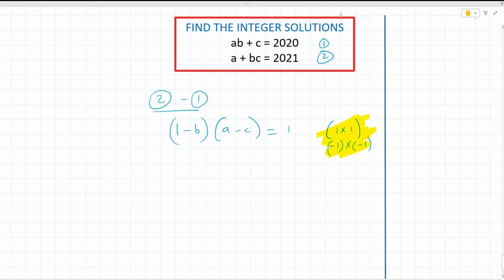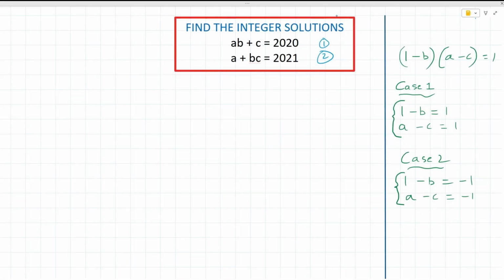Now this is going to become quite important here, since 1 minus B can either be equal to 1 or it can be equal to negative 1. So we can find equivalencies for 1 minus B and A minus C. So actually this is either going to be 1 times 1, or it can be negative 1 times negative 1. And both of these will be equal to 1. So this is leading us to some nice cases here. Now I've put the expressions on the right hand side for you. Either in case 1, the two brackets are going to be 1 times 1, or in case 2, the two brackets are going to be negative 1 times negative 1, and in both of these cases they'll be equal to 1.